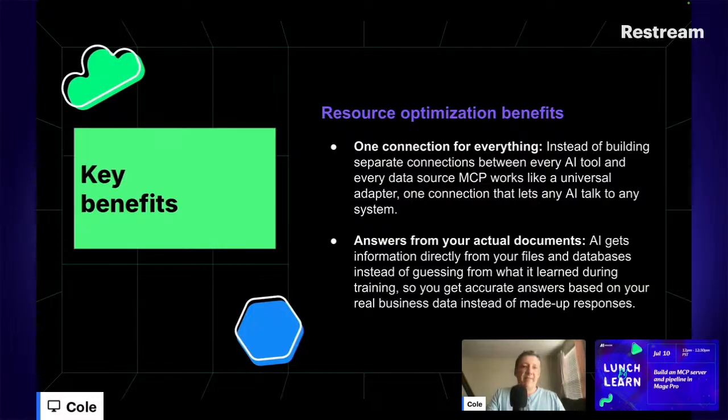So some key benefits of MCP are really our resource optimization benefits. There's one connection for everything. So instead of building separate connections between every AI tool and every data source, MCP works like a universal adapter. And we're getting answers from our actual documents, not from general training data. So the information is directly from our files and databases instead of its general training data.